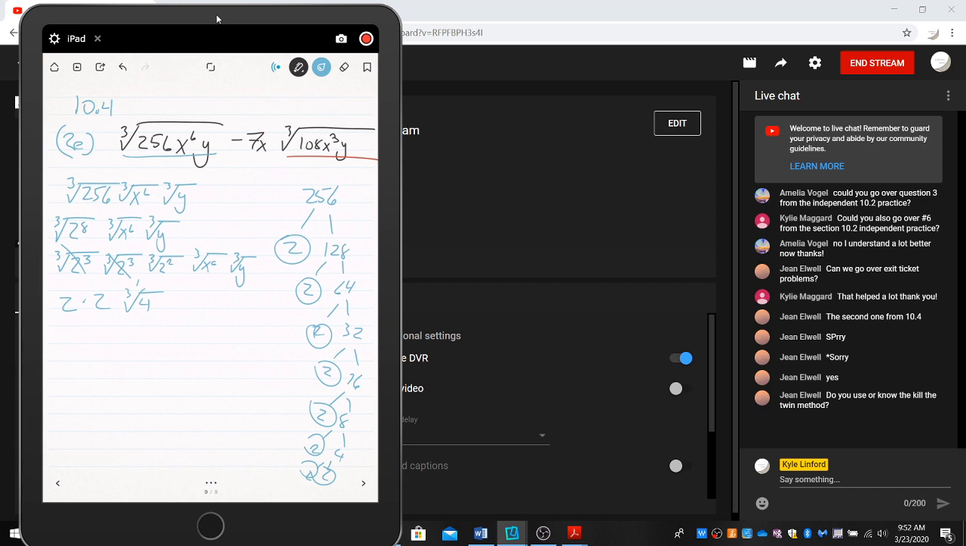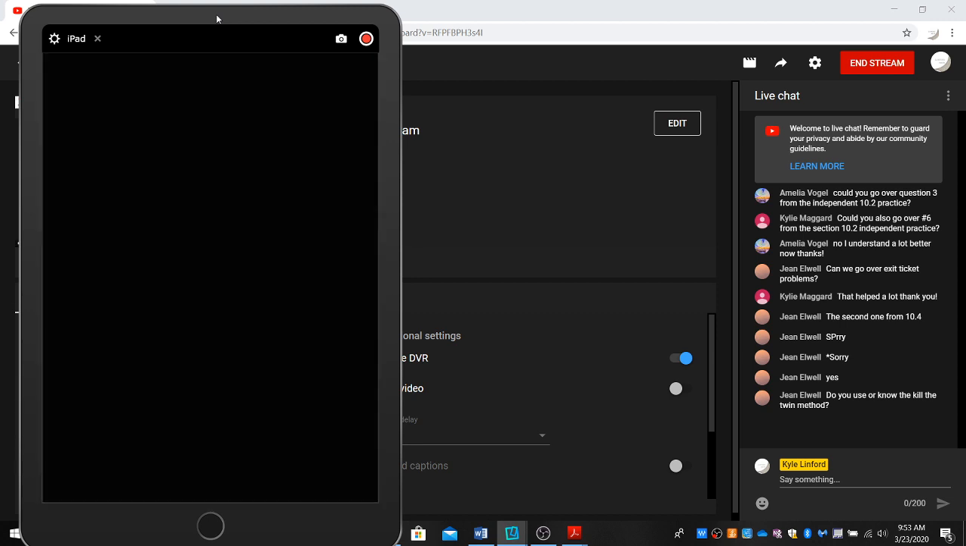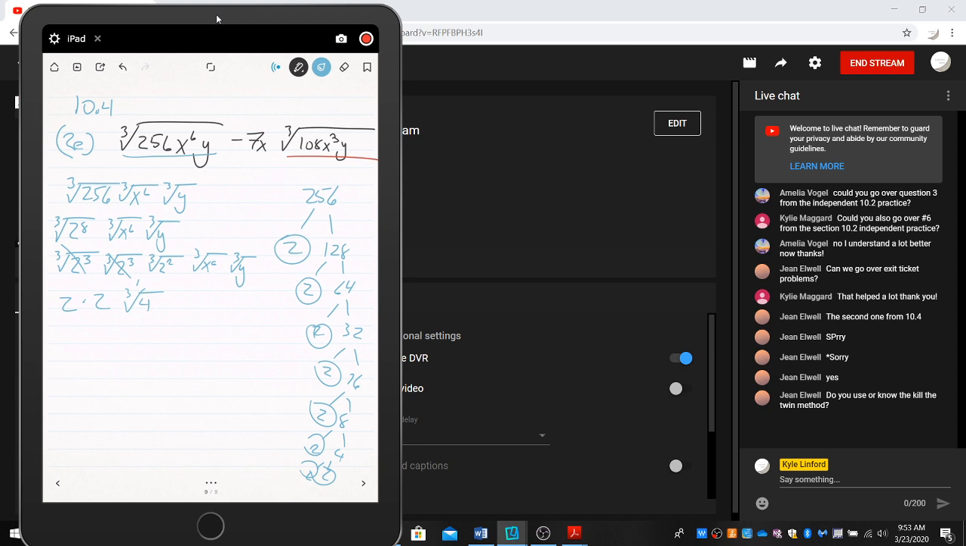Did you use it or know? What do you mean, twin method? Do you mean the prime factorization thing that I did? I'm not saying that I cheated, but I actually already had it written out. So off the top of my head, I had it already written out, but I would just grab a calculator and start doing those individually. So let me know what you mean by that, Gene. I don't know what the twin method is.